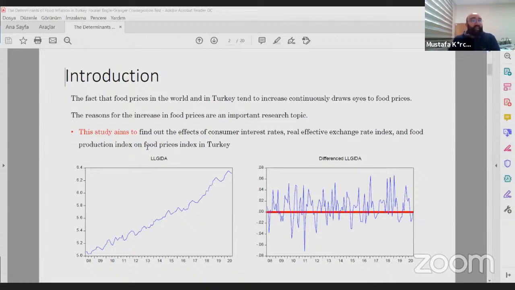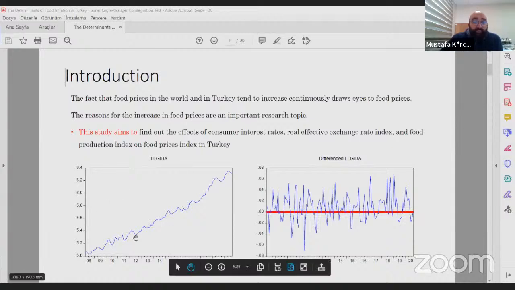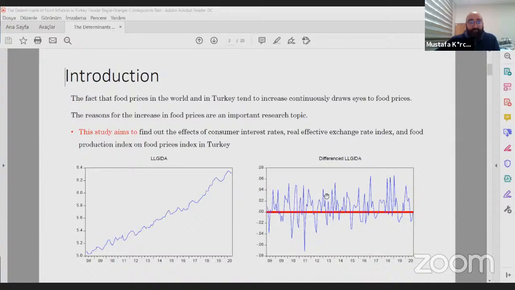Also, our study aims to find out the effects of consumer interest rates, the real effective exchange rate index, and the food production index on the food price index in Turkey. Also, you can see our food price index in Turkey has a very positive trend. There is also our food price inflation rate.